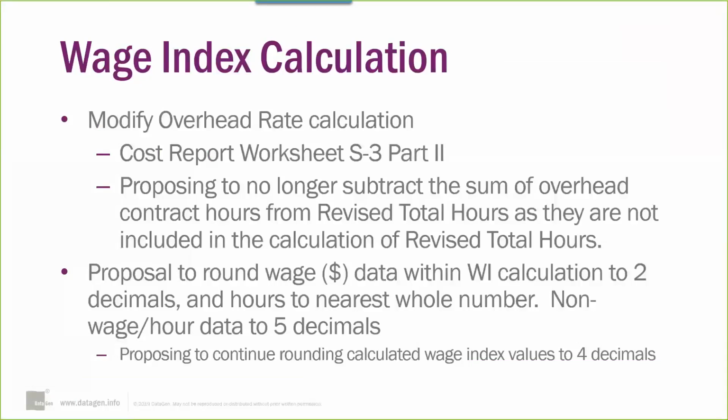Also, for the calculation, they're proposing to round the wage data within the calculation to 2 decimals and hours to the nearest whole number. Any non-wage or hour data ratios will be rounded to 5 decimals, and they are proposing to continue rounding the calculated wage index unadjusted and adjusted for occupational mix to 4 decimal places. This is so that everyone, whether you're within CMS or an outside consultant, if they were to calculate the wage index, everyone should come out to around the same number and have it not be due to rounding.